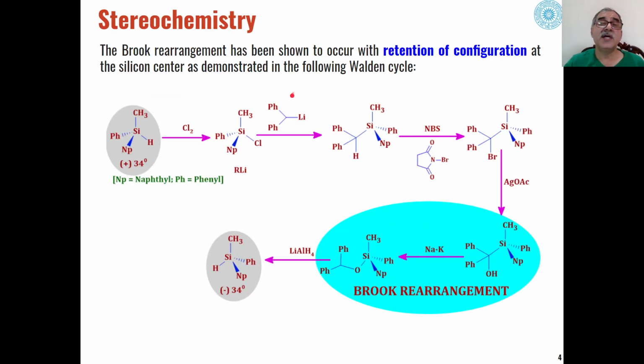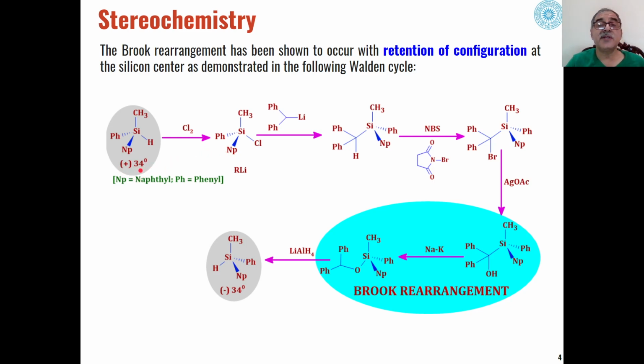Then, as far as the stereochemistry of Brook rearrangement is concerned, it has been shown that retention of the configuration at the silicon center takes place during the Brook rearrangement, which can be explained from the Walden cycle. If we use this type of naphthyl phenyl silyl methane, and it undergoes chlorination, then this hydrogen will be replaced by this chlorine, and we will get this type of optically active product.